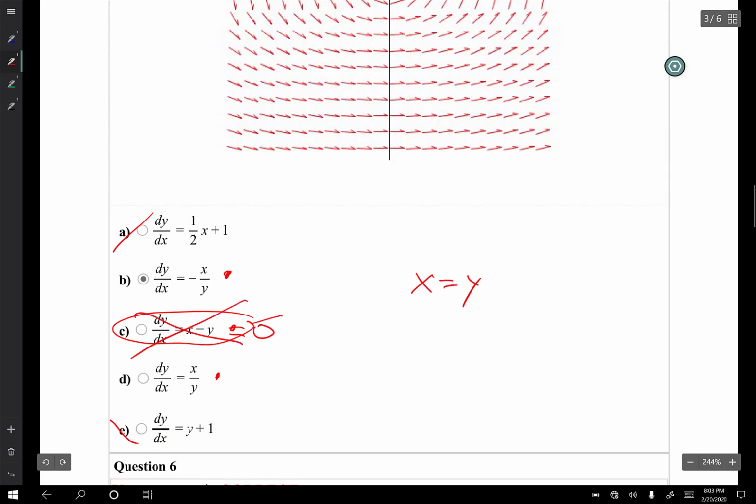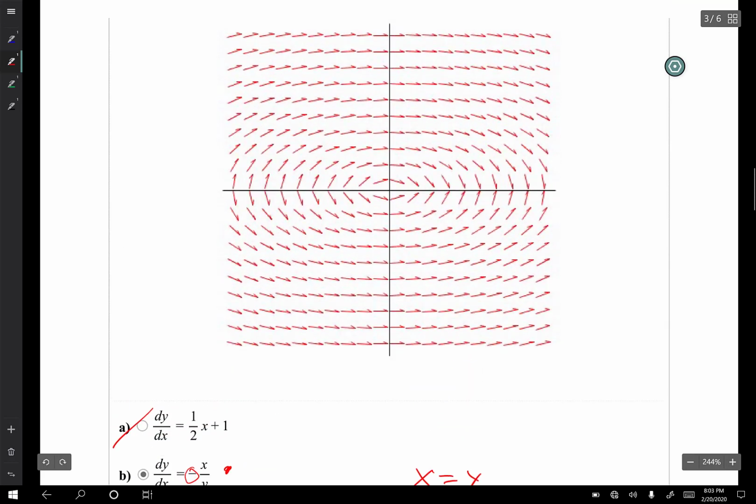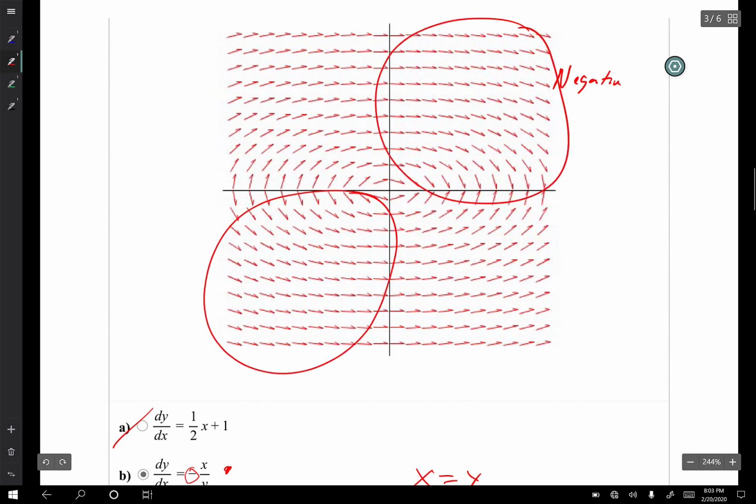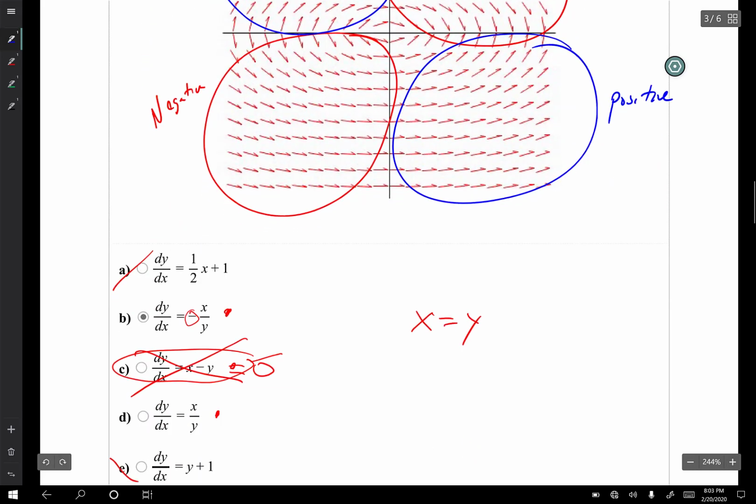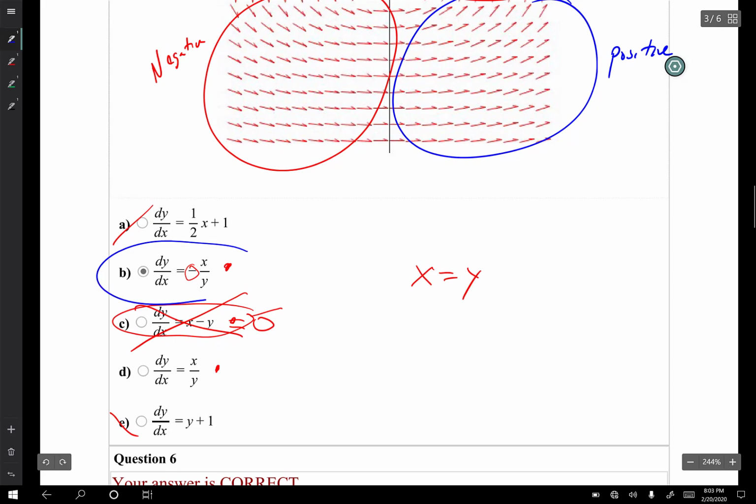Now it's between these two. A quick way: notice the only difference is this negative here. In quadrant 1, I need to have negative slopes. Notice that these slopes are all negative, and in quadrant 3, they're all negative. In quadrant 2, they're all positive, and in quadrant 4, they're all positive. So it looks like it has to be B. I hope that made sense to you guys.